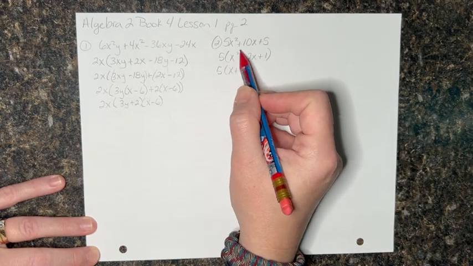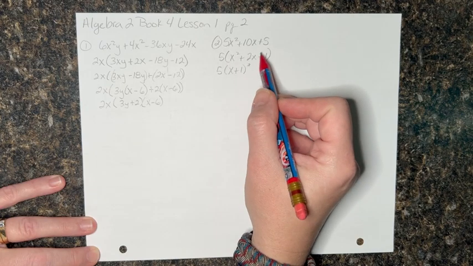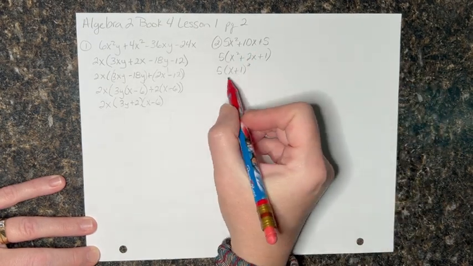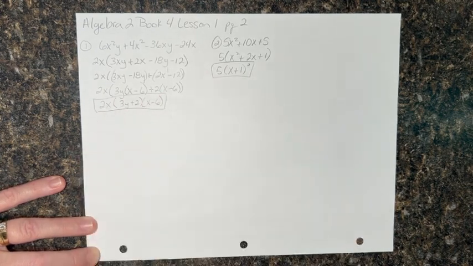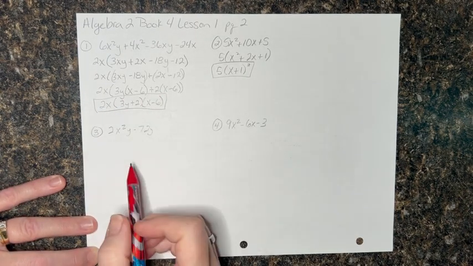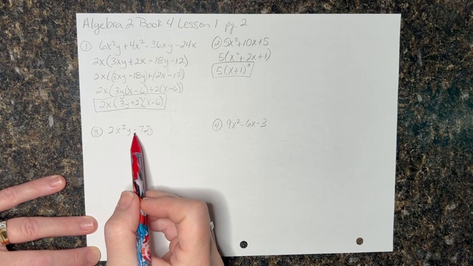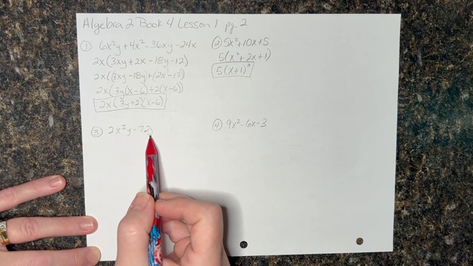X squared is a perfect square. 1 is a perfect square. So this becomes a perfect square binomial. All right, let's take a look at the next two. For number 3, we have 2x squared y minus 72y.